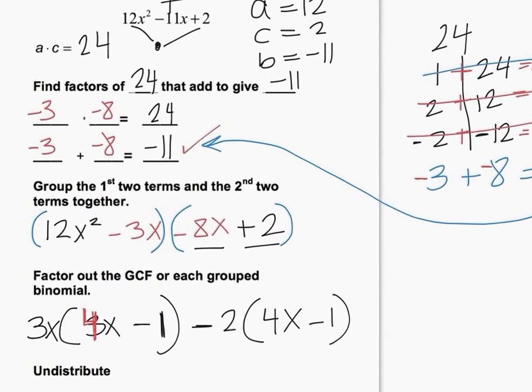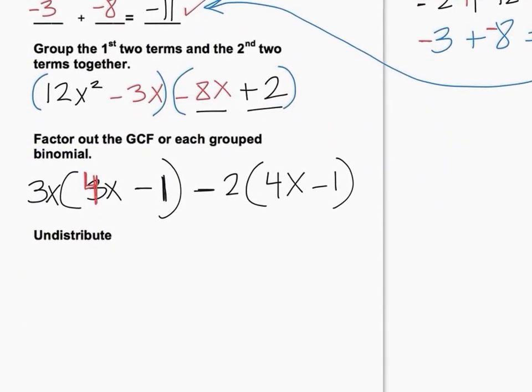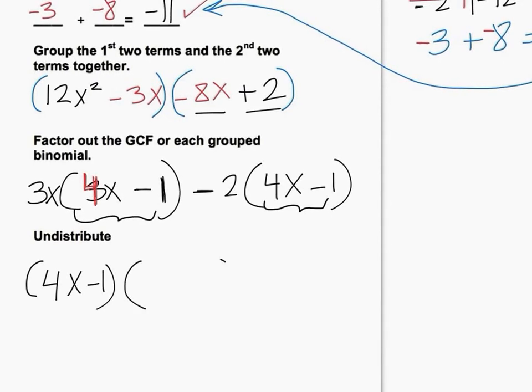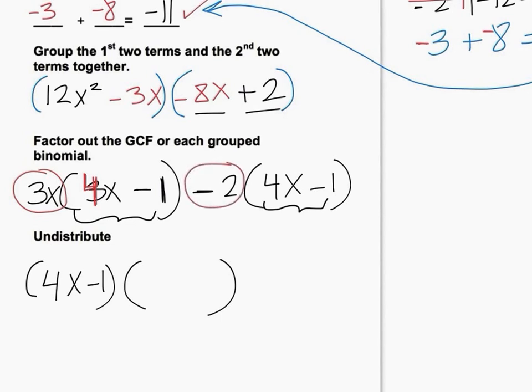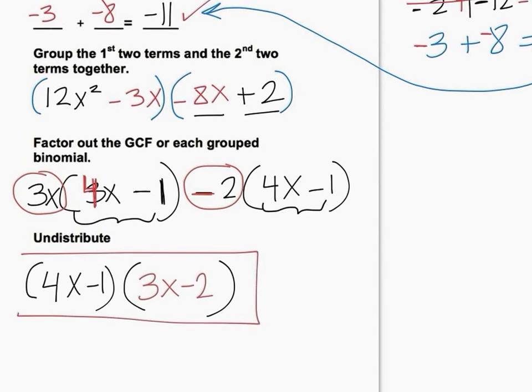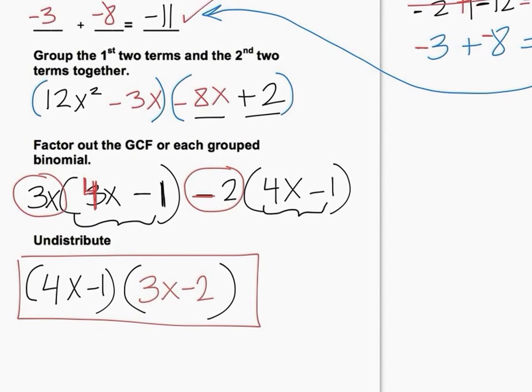Now how can I know if I did the right thing? Let's look inside the parentheses. Are they exactly the same? Yes. So that would be my first factor. My second factor is going to be the GCF I took on the outside along with the sign. So that would be 3x minus 2. And that's how you factor using the grouping method.